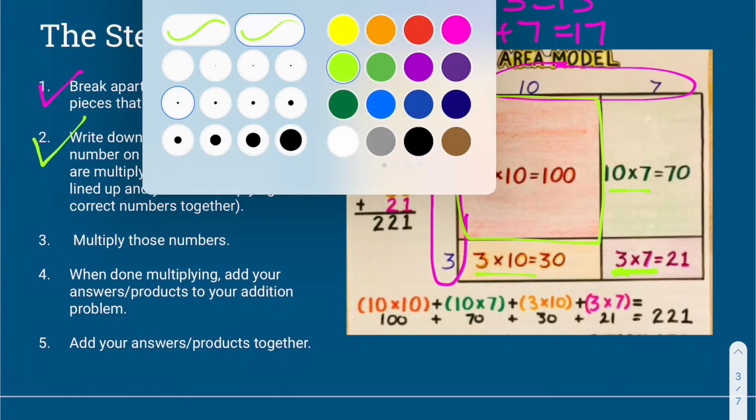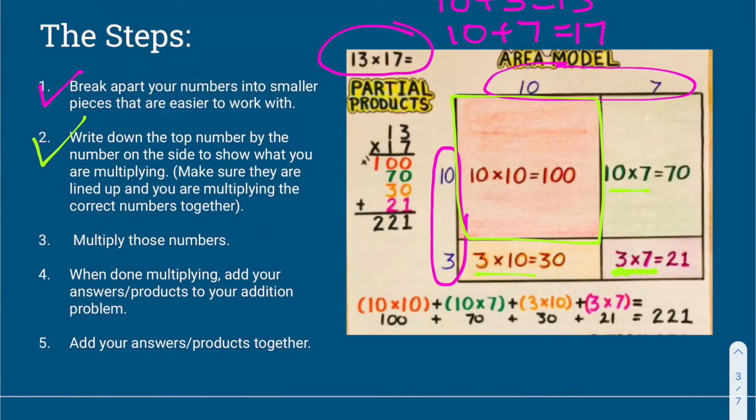Step 3 is to multiply those answers together. So what they did was 10 times 10 equaled 100. And then they wrote down the number in their partial product so they didn't forget later to add it together. Then they did 10 times 7 equaled 70 and then added that to their partial product. 3 times 10 equaled 30 and wrote that into their partial product. And finally, they did 3 times 7 equals 21 and added that into their partial product.